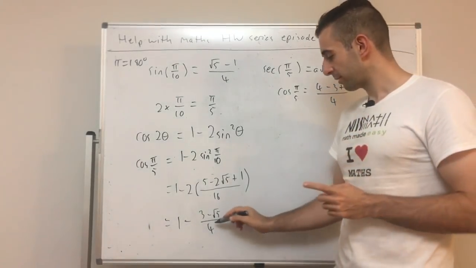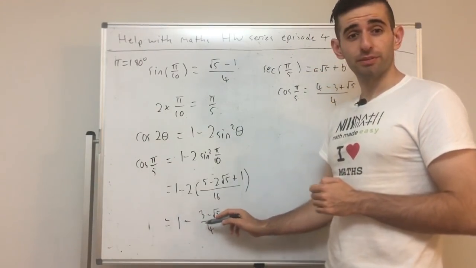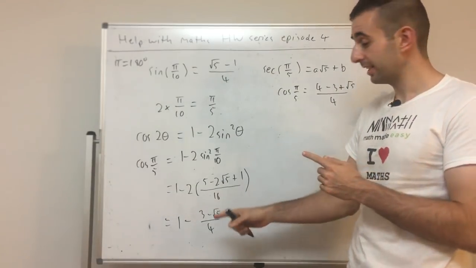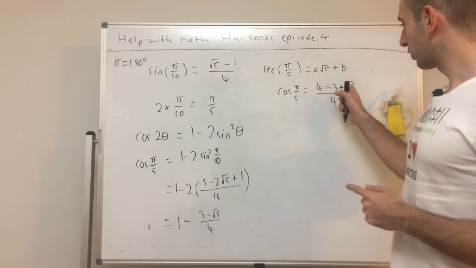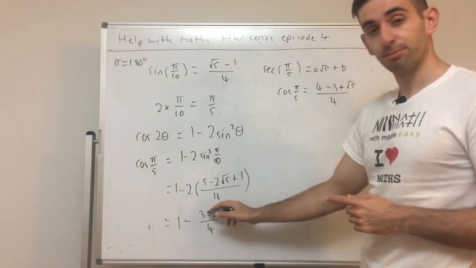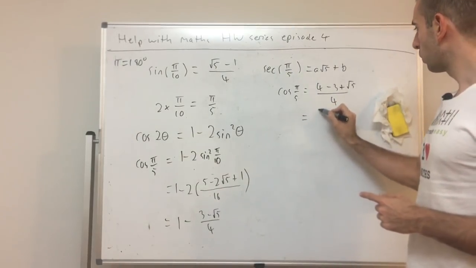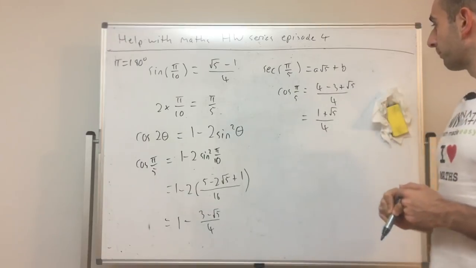So notice when we combine it into one fraction, we're adding a whole number with a fraction. I did make a tutorial on that the other week, adding whole numbers with fractions instantly. You just times the denominator with the number and add it to the top. And this minus affects both of these. So that's why this is a plus here. So that's just 1 plus root 5 on 4.